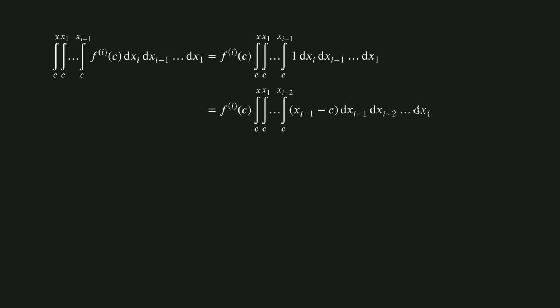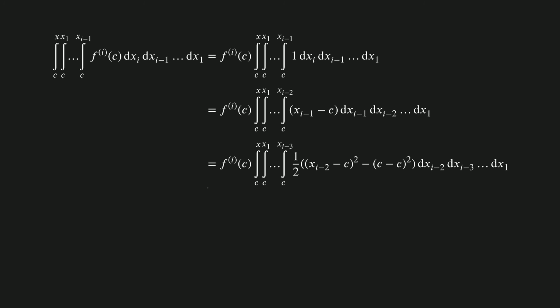Since the term inside these integrals is constant with respect to the variables of integration, we can just pull it outside of the integrals. And what we're left with is the constant function 1 integrated i times. When we integrate 1 from c up to x_{i-1}, we get x_{i-1} minus c. When we integrate that from c up to x_{i-2}, we get (x_{i-2} minus c) squared divided by 2, minus c squared divided by 2. And that last term is just 0.